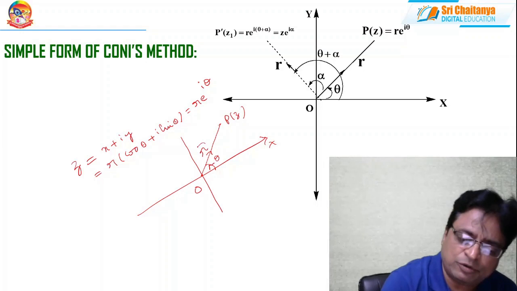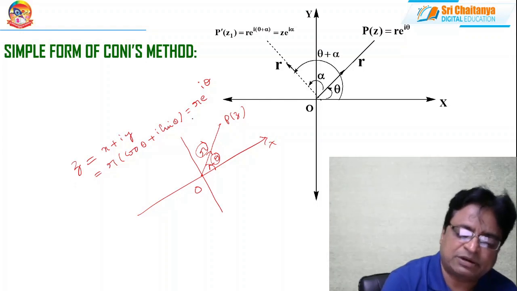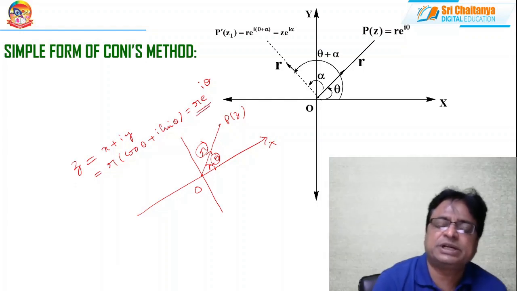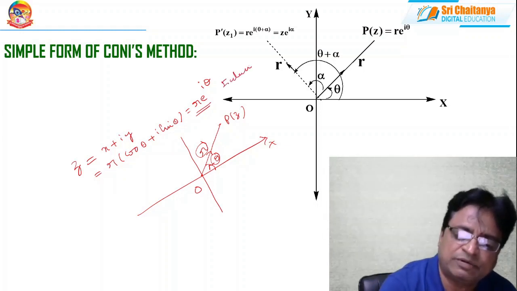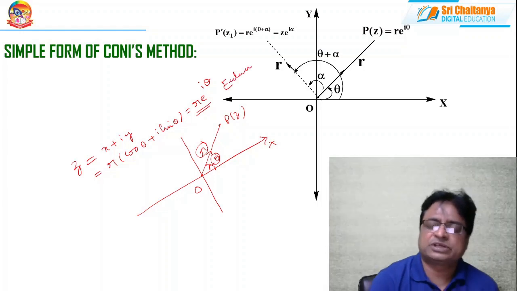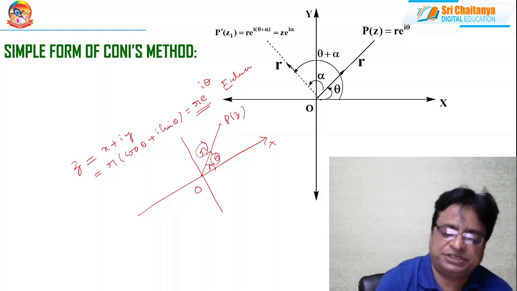So, if I know the magnitude as well as the angle made by the vector with the x-axis, then I can represent that complex number as r e power i theta. This is the representation of the complex number. This is called Euler's form. This I already told in our previous videos. That's why I am providing the corresponding links in the description along with this video. There you will check it.